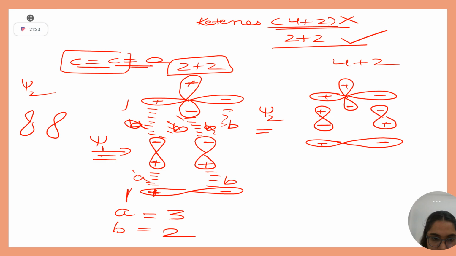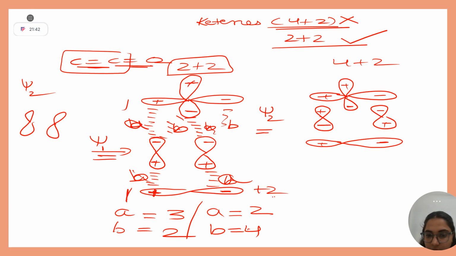Positive, positive, anti-bonding. Can you now tell me the total number of anti-bonding and bonding interactions? Two anti-bonding and four bonding, right? So in total you have the result as plus 2, right? Now let's see here.